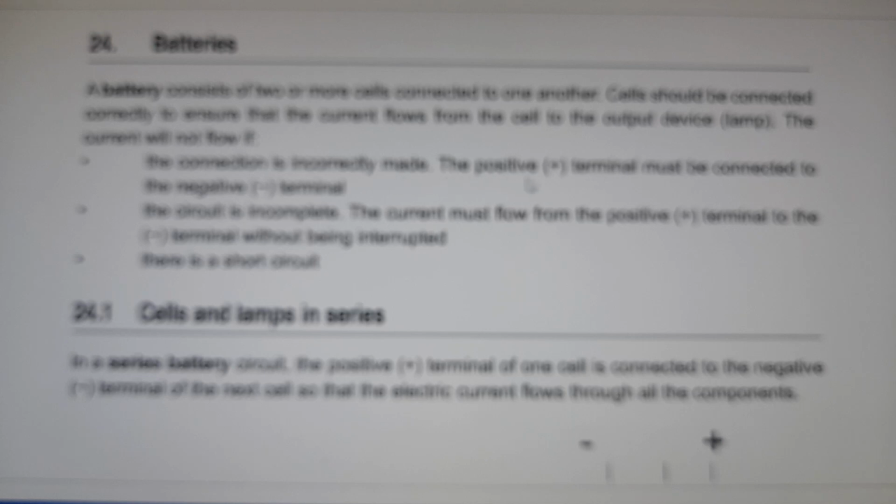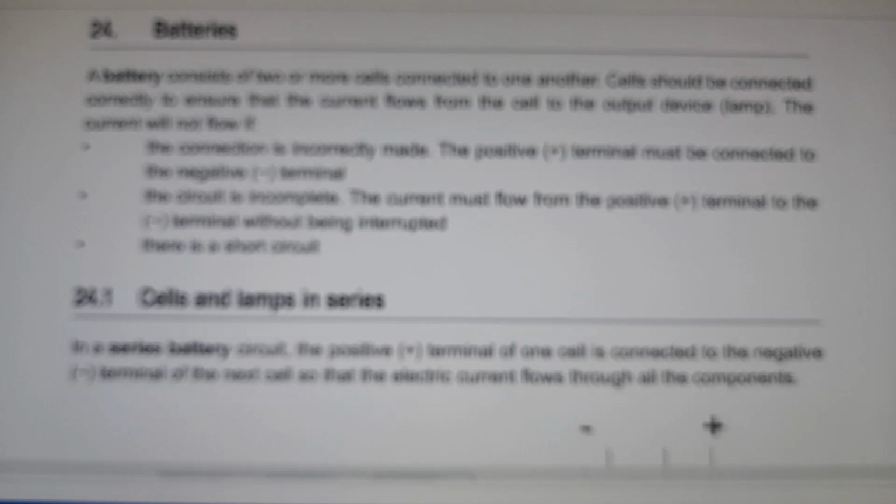For example, the positive terminal must be connected to the negative terminal. If the circuit is incomplete, the current must flow from the positive terminal to the negative terminal without being interrupted. And a current will not flow if there is a short circuit. So these are the three things that will make current not flow: if the connection is incorrectly made, if the circuit is incomplete, and if there is a short circuit.